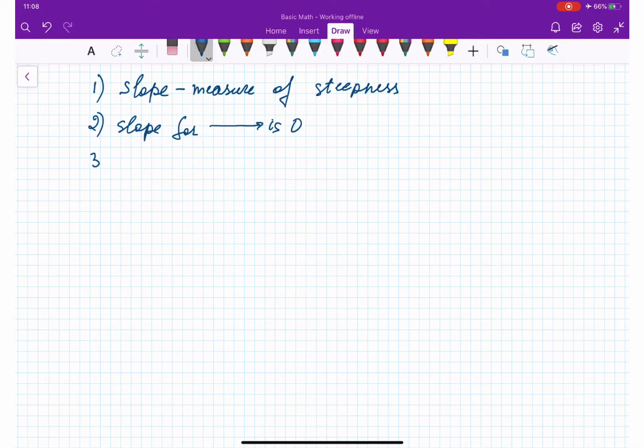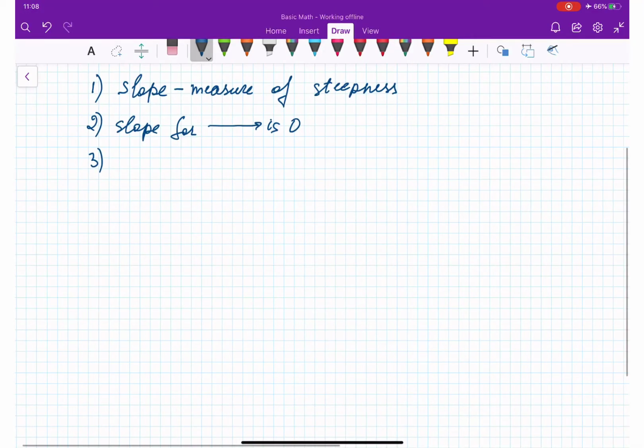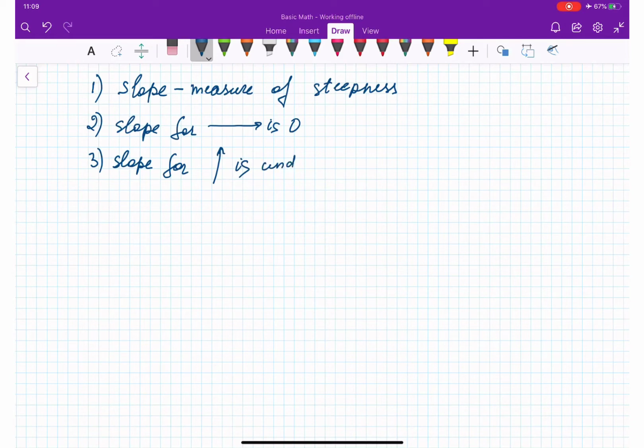Question number 3. Slope for vertical line is undefined. Okay.